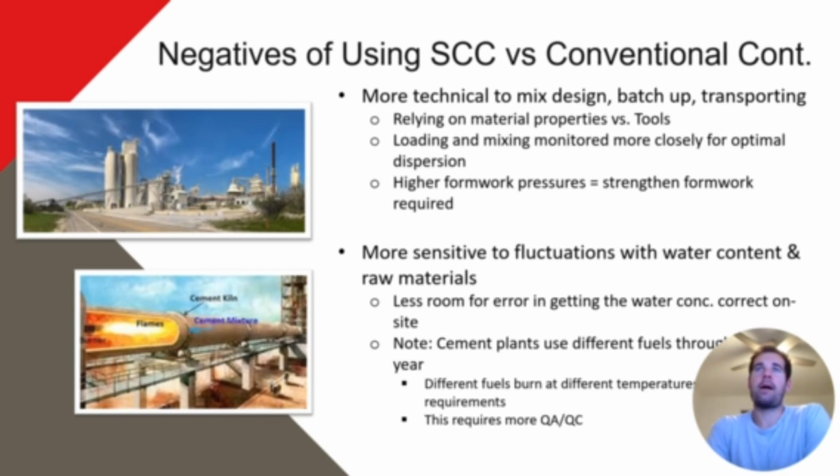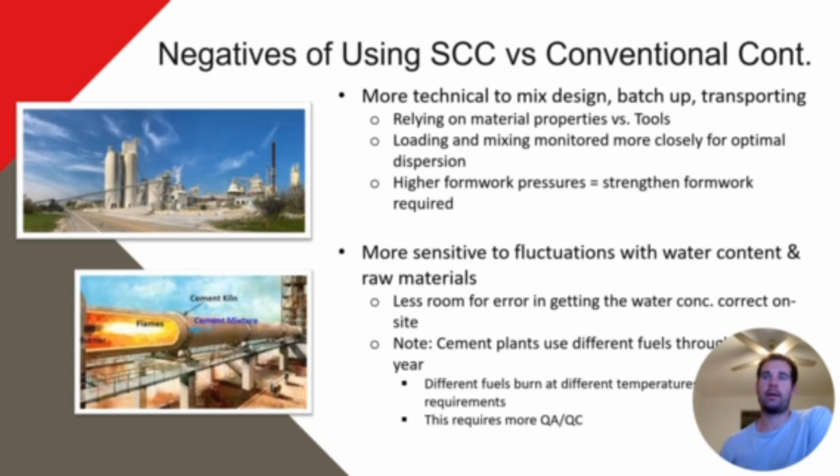Higher formwork pressures could also be seen because it is more flowing, and you could see higher pressures. And because of this, you actually might have to strengthen your formwork on site. So additional labor there. Also, some negatives, it's more sensitive to fluctuations with both water content and raw materials. So you could think of water concentration, it's already hard to get right. So having less room for error is going to be harder to maintain. You're going to need more experts in the field to get this right.